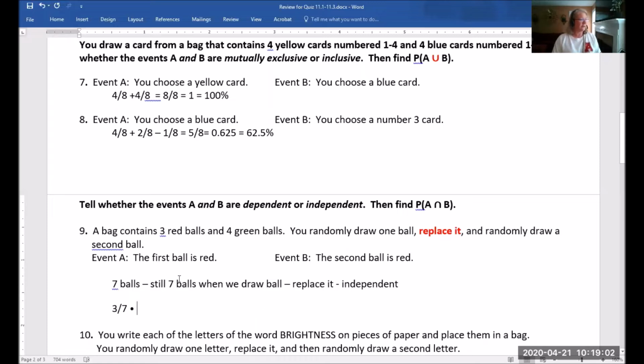All right, so on this one, it says the second ball is red. So how many red balls are left in the bag if I put everything back, y'all? 3. And how many total balls are left in the bag? 7. So we're just going to do 3 over 7 again, right? So does everybody know how to do this? We multiply across the top, right? What is 3 times 3? 9. And what is 7 times 7? 49. Okay, so this is going to be 9 over 49.